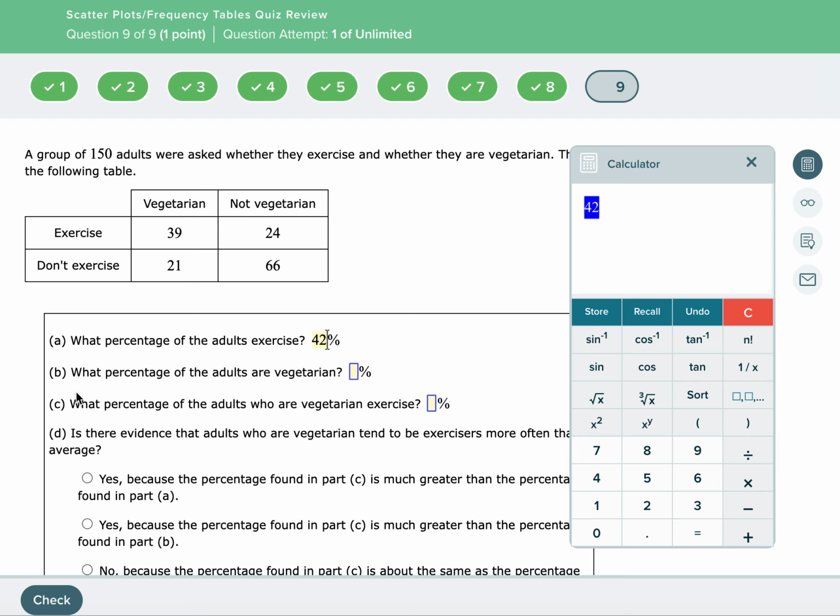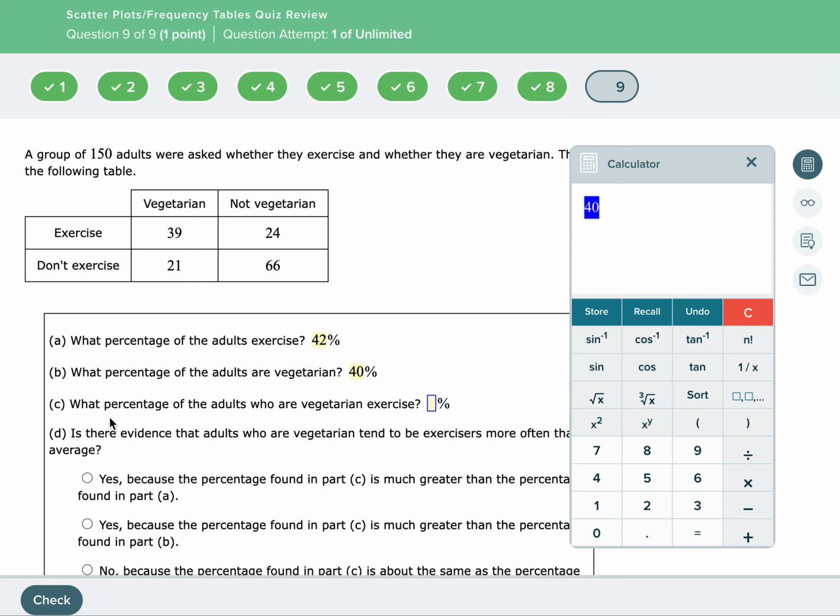All right, letter B says what percentage of the adults are vegetarians? So that's all the people in this column right here. We got 39 plus 21, which should be 60, and it is. We're going to divide that by 150, and that's going to give us a number slightly less than our last one, right? So 0.4. Remember, if you move the decimal point 2 spaces, you've got to put a 0 in that one spot. Boom, boom, fill it in with a 0. So we're going to have 40%. And I'll show you that if you multiply this by 100, it will get you to the same place.